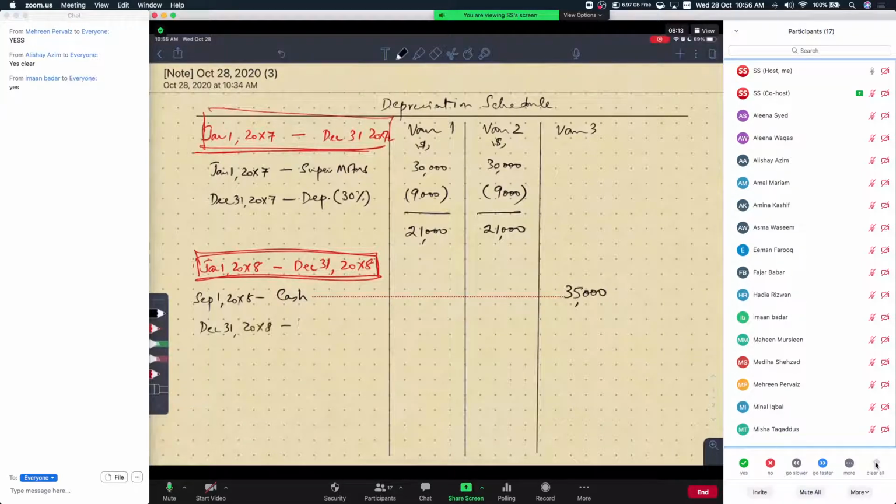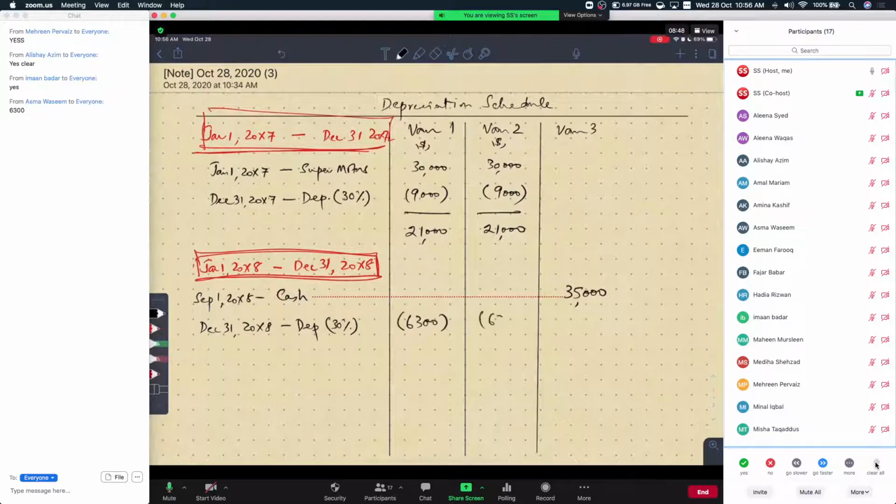So we will charge depreciation of 30%, and 30% of the net book value, obviously, because it is the reducing balance method. If it were the straight line method, we would have taken 30% of the original 30,000. But since this is the reducing balance method, we are going to apply 30% on the net book value. So we will calculate 30% of the net book value of $21,000. Please tell me the values. 30% of $21,000. 6,300. 6,300. Thank you, Asma. 6,300. Thank you.